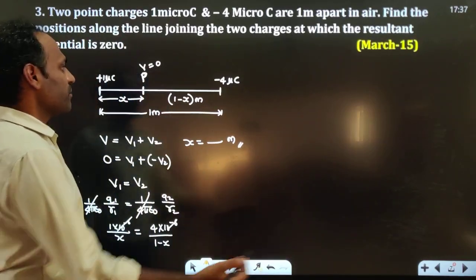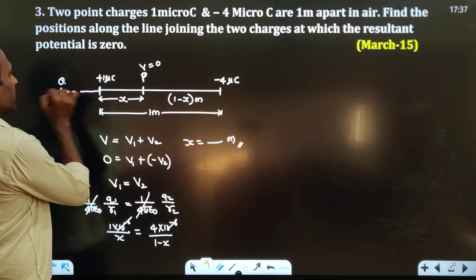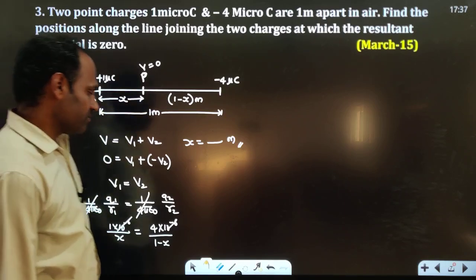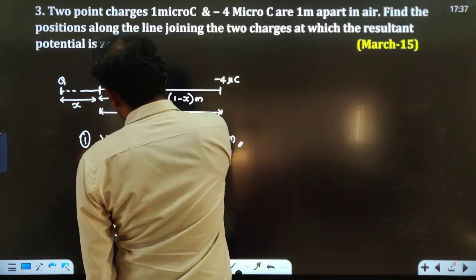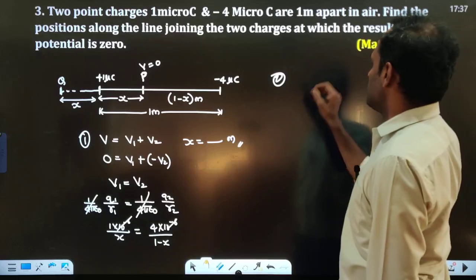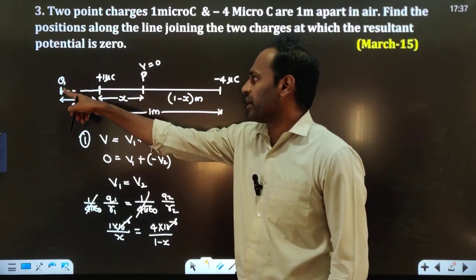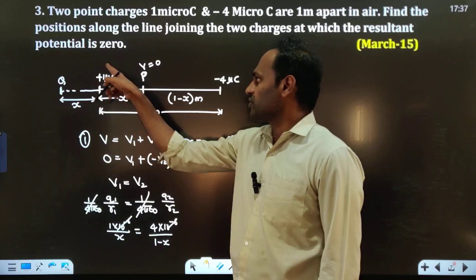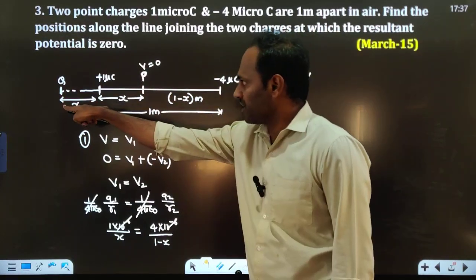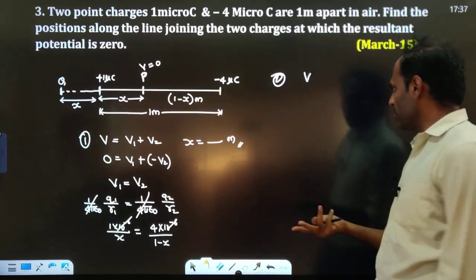Outside the charges, let me say outside the charges, here is the point. That point I will call it as q, and let me take this distance as x now. So this is the first 0 potential point. Second 0 potential point we have to take now. At point q there will be a potential due to plus 1 microcoulomb and also minus 4 microcoulomb. Both potentials are there, and they both have to be equal. Then only they will get cancelled and net potential will become 0.